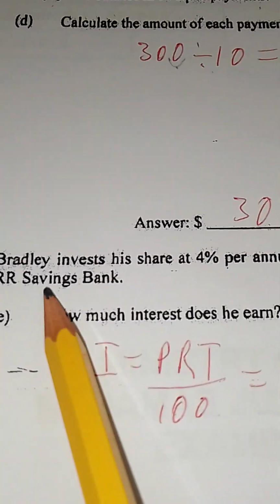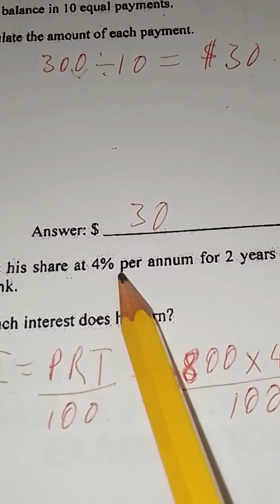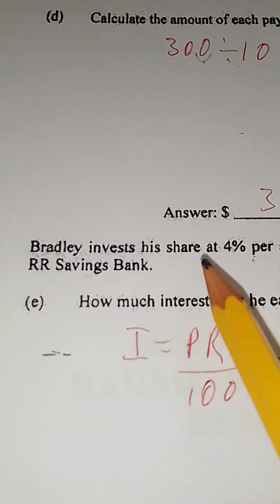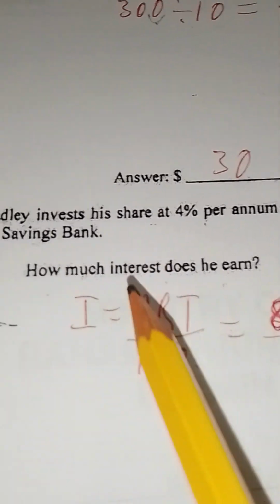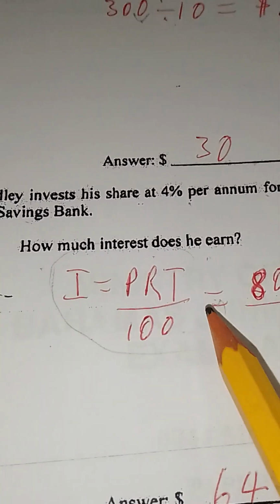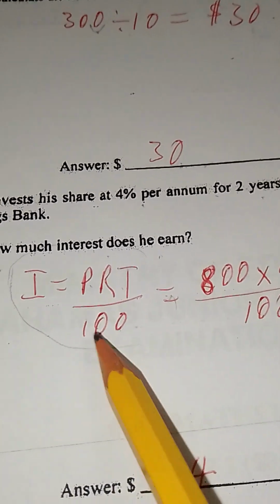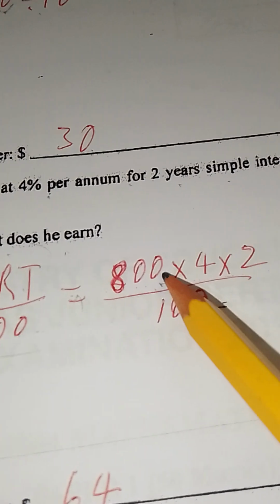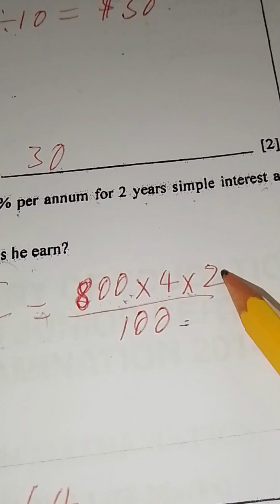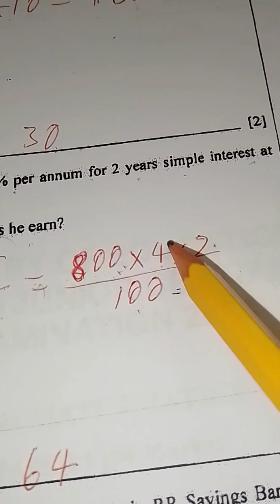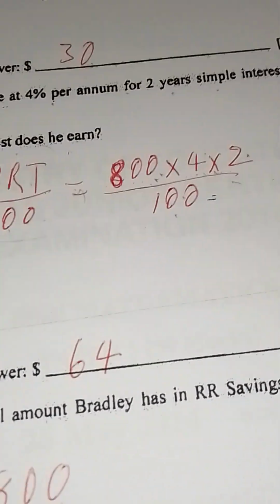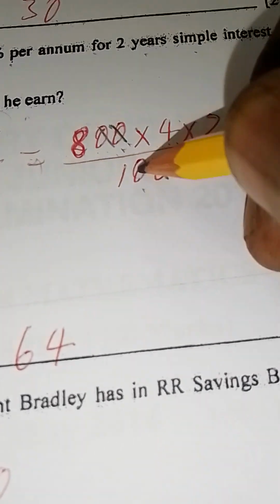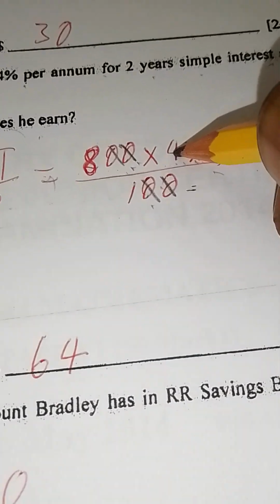Bradley invests his share at 4% per annum for 2 years, simple interest at RR Savings Bank. How much interest does he earn? Now, this is a formula that you have to know. I is equal to principal times rate times time over 100. The principal is how much money he started with, $800. The rate is 4% times 2 divided by 100, because percent means out of 100, right? So now, I can cross out a 0, cross out another 0. 8 times 4 is 32, times 2 is equal to $64.